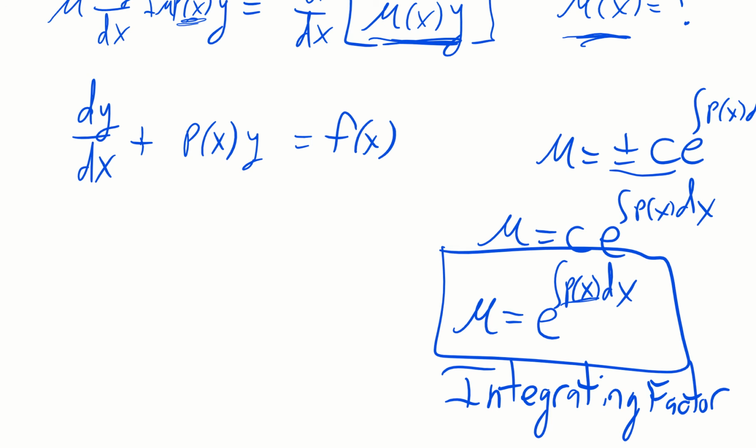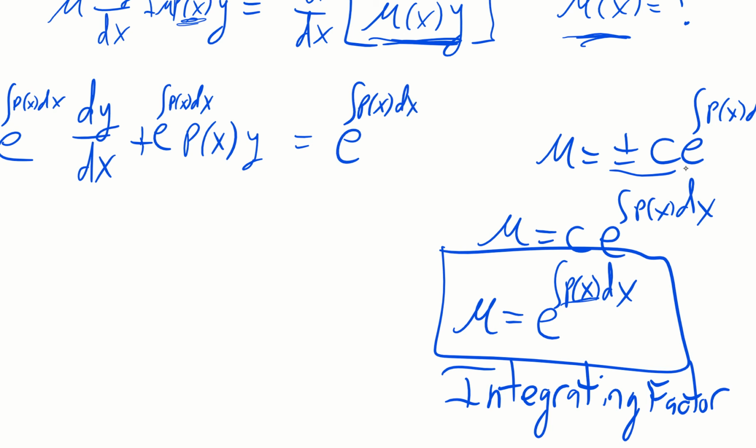What we are then going to do is take this entire equation and multiply it by this integrating factor mu. So I'm going to multiply every single thing by mu on both sides: e to the integral of p of x dx. And I also have to multiply the right-hand side, so we'll call it e to the integral of p of x dx times f of x.